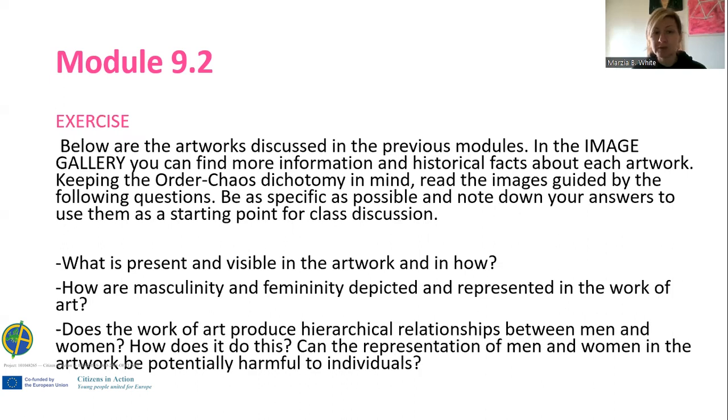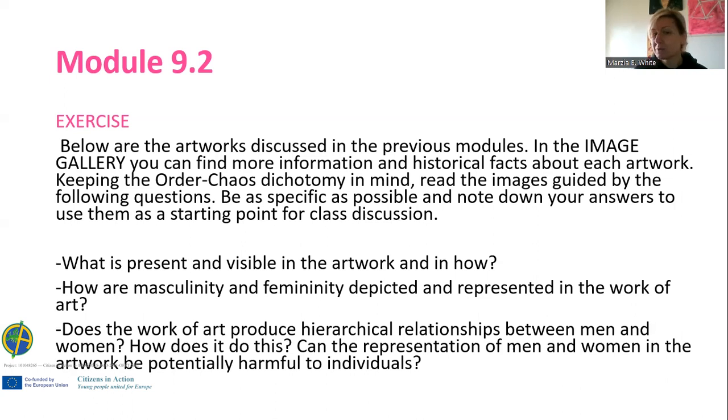Below are the artworks discussed in the previous modules. In the image gallery, you can find more information and historical facts about each artwork. Keeping the order-chaos dichotomy in mind, read the images guided by the following questions. Be as specific as possible and note down your answers to use them as a starting point for class discussion. What is present and visible in the artwork and how? How are masculinity and femininity depicted and represented in the work of art?